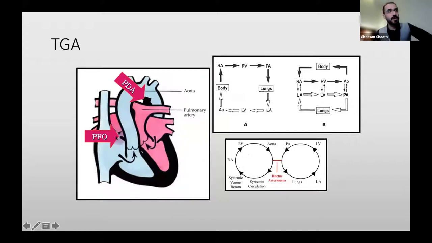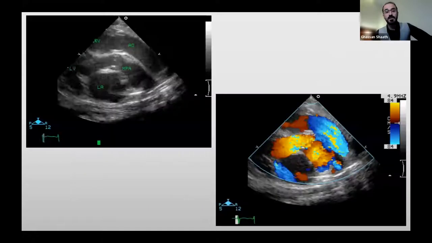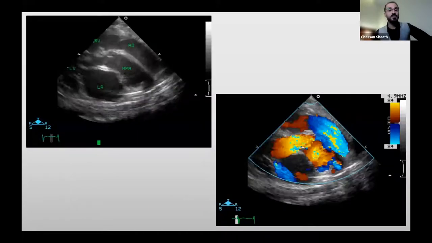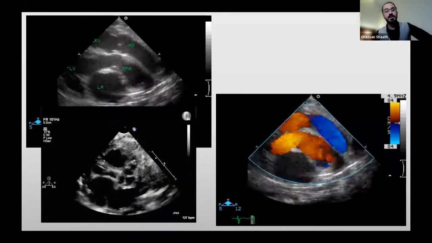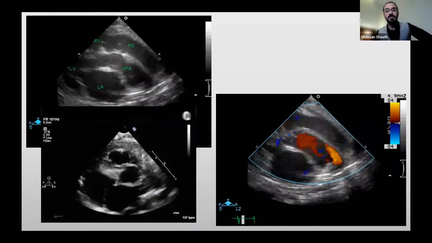through atrial communication. From there, balloon atrial septostomy is probably essential, even if we restore the BDA, in children with restricted atrial communication and with simple TGA. And that's what we see usually in children at the point of care ultrasound or echo when we receive them in severe cyanosis.